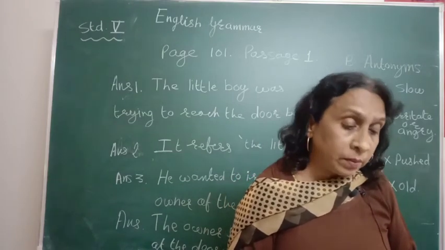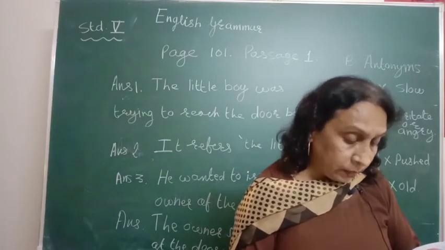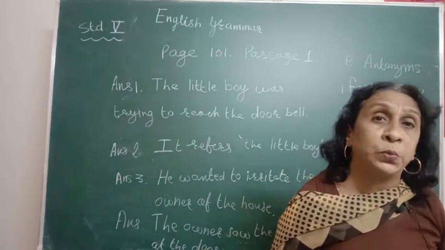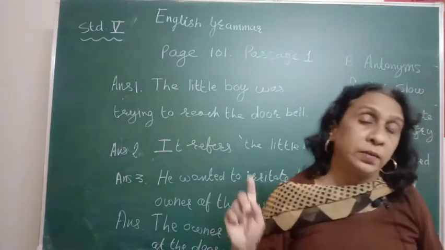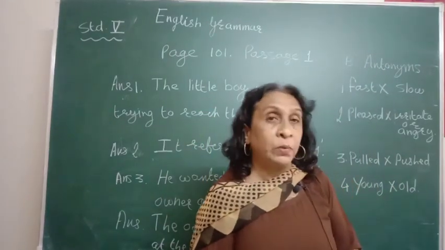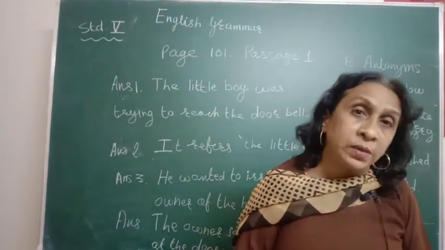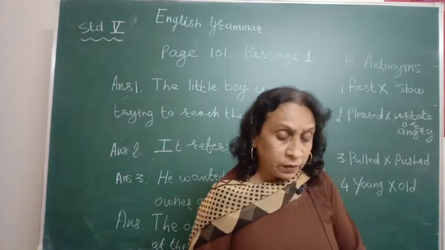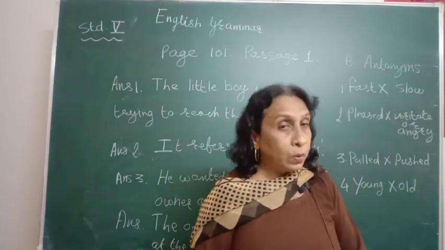And what help did he want? To ring the bell for him. The little boy could not press the doorbell because, why couldn't he press the doorbell? Because it was too high. His hand was not reaching. So the bell was too high, so the boy couldn't reach it. Understood this? So this third one, complete the following, in the textbook only you write. Don't write in the notebook.